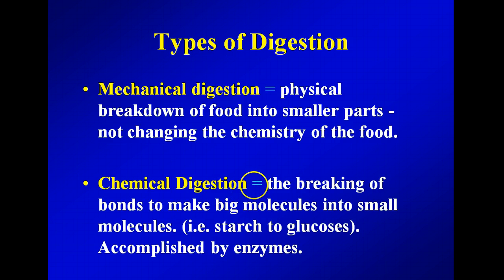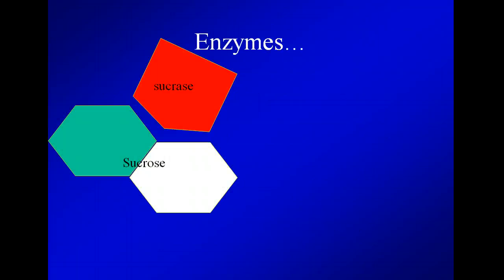where we're going to take enzymes and chemically break down the food. So mechanical digestion increases the surface area in which these enzymes can work, so they work better. So enzymes will take the big molecules and make them into small molecules, so you can absorb them into your bloodstream. Enzymes, what do you need to know? They're proteins. They speed up chemical reactions.